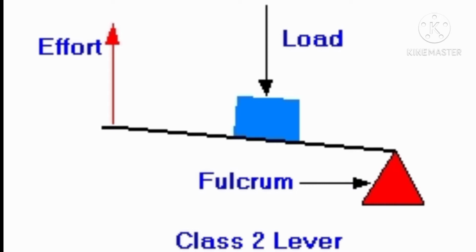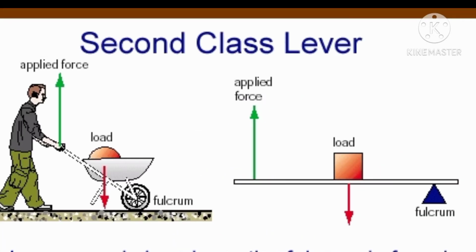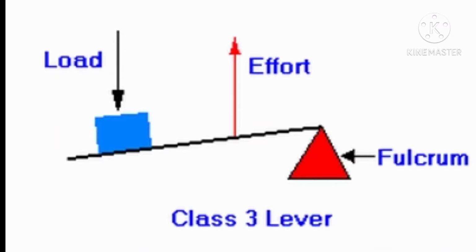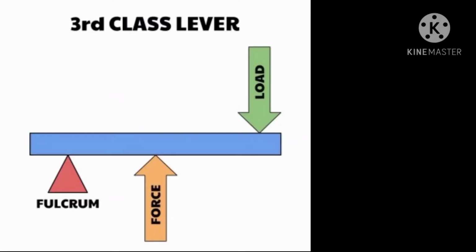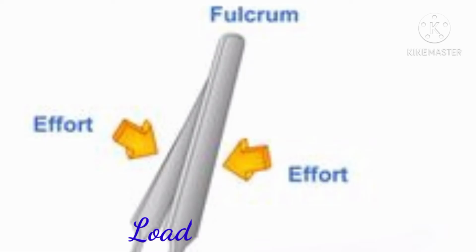In second class levers, the load is in between the fulcrum and effort. Some common examples of second class lever are wheelbarrow, nutcracker, bottle cap opener, etc. In third class levers, the effort is in between the fulcrum and load. Some common examples of third class levers are forceps, ice tongs, knife, etc.